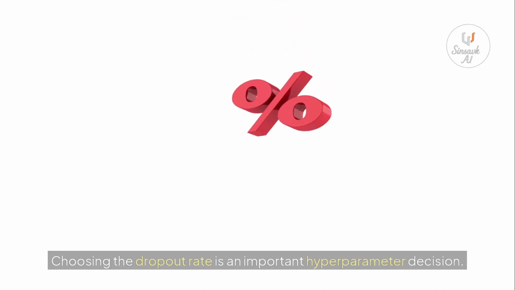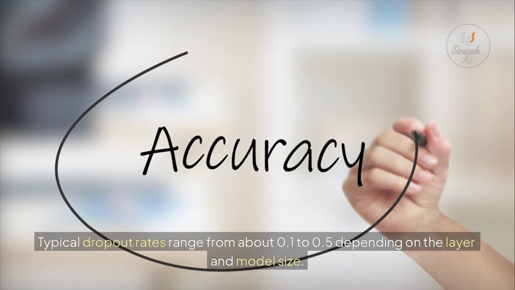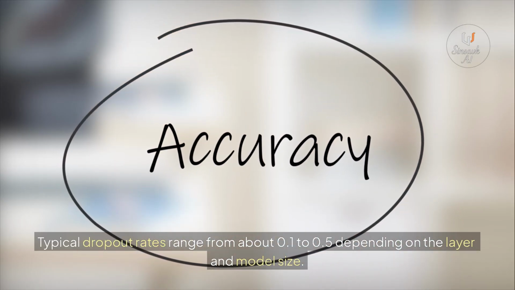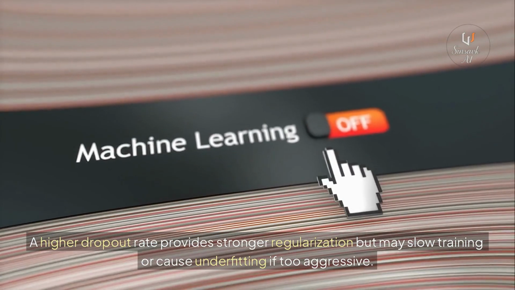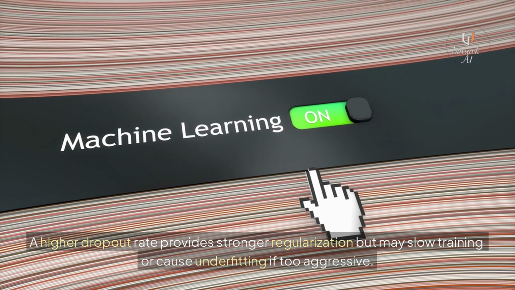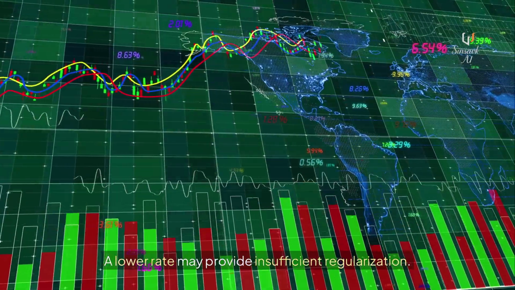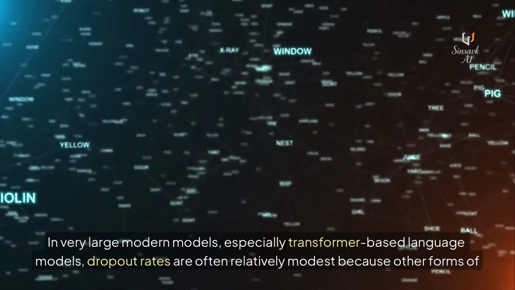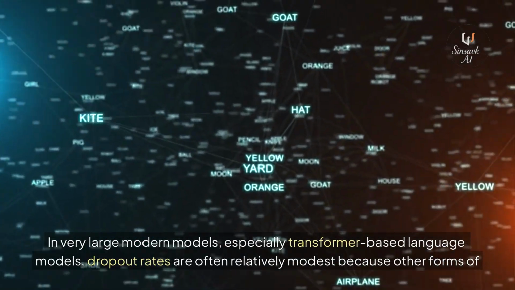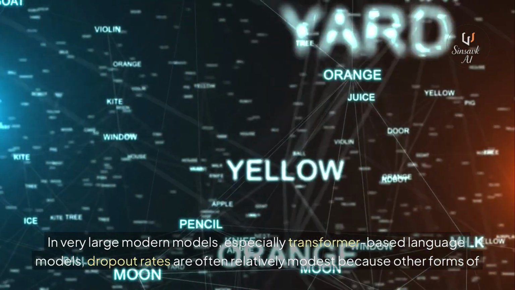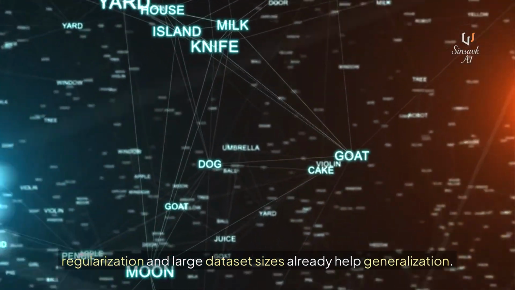Choosing the dropout rate is an important hyperparameter decision. Typical dropout rates range from about 0.1 to 0.5 depending on the layer and model size. A higher dropout rate provides stronger regularization but may slow training or cause underfitting if too aggressive. A lower rate may provide insufficient regularization. In very large modern models, especially transformer-based language models, dropout rates are often relatively modest because other forms of regularization and large dataset sizes already help generalization.